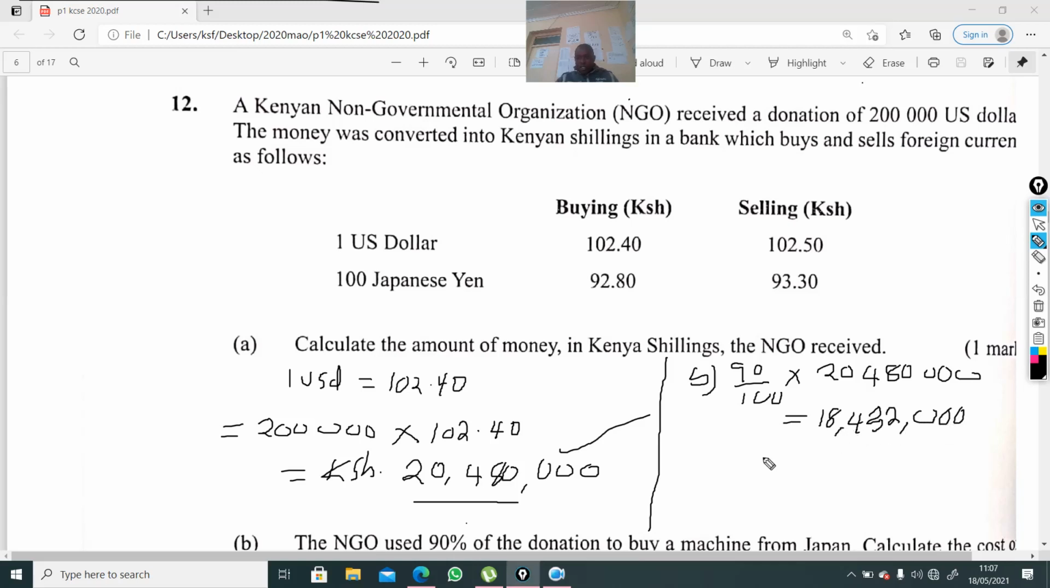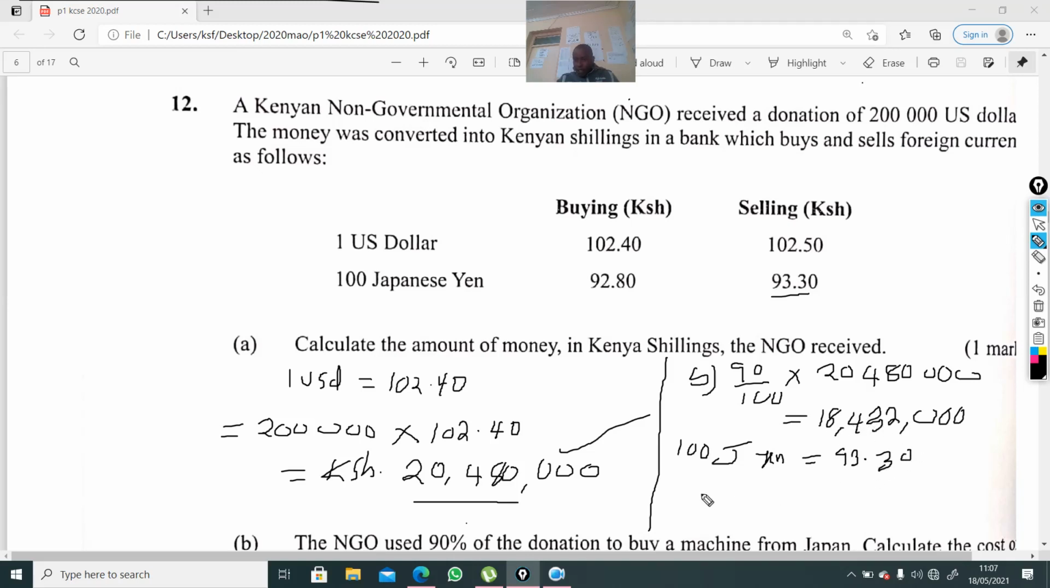Now we change this to Japanese yen. What you need to know is that in this case, he has the Kenyan shillings and he wants Japanese yen. So if he goes to the bank, the bank will be selling the Japanese yen to him. So we use the selling rate here to change to Japanese yen. So we say 100 Japanese yen is equivalent to 93.30 Kenyan shillings. What about the 18 million?